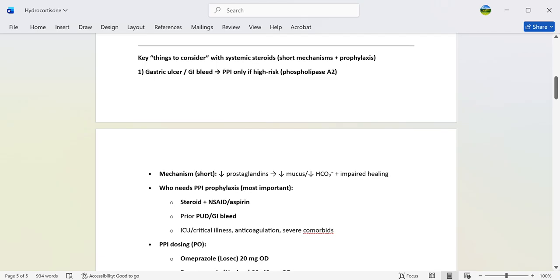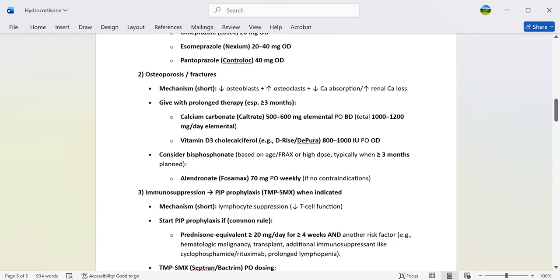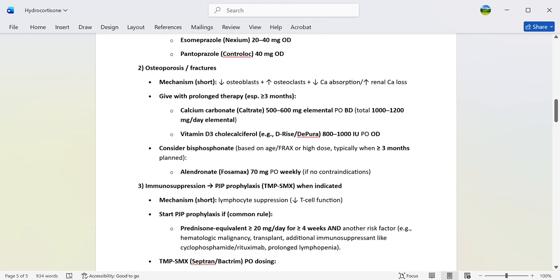alongside steroid therapy. Now, another point is that prolonged use of steroid is associated with a decrease in the activity of osteoblasts and an increase in the activity of osteoclasts, ultimately leading to a decrease in bone mineral density. So if your use of steroid is more than 3 months, then we prescribe vitamin D and calcium supplement to prevent development of osteoporosis and fractures.